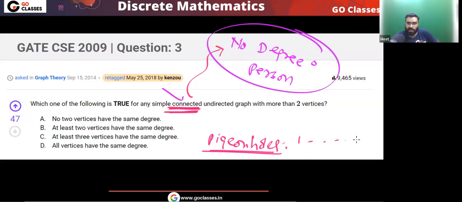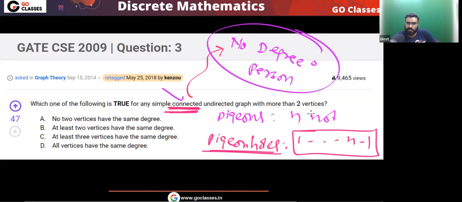So pigeonholes are 1 to how many? 1 to n minus 1. These are the pigeonholes. If you have a total of n vertices, let's assume, and the pigeons are n nodes, then ultimately you can notice at least 2 vertices will have the same degree.